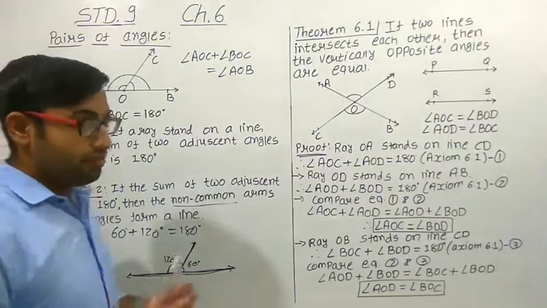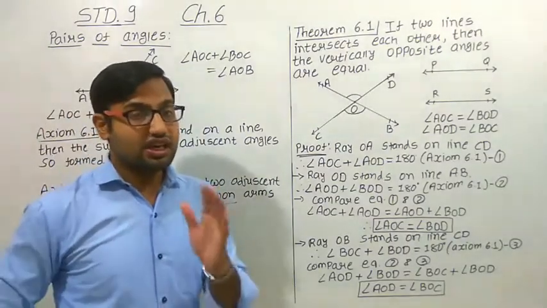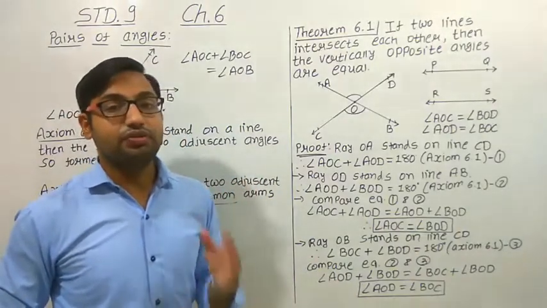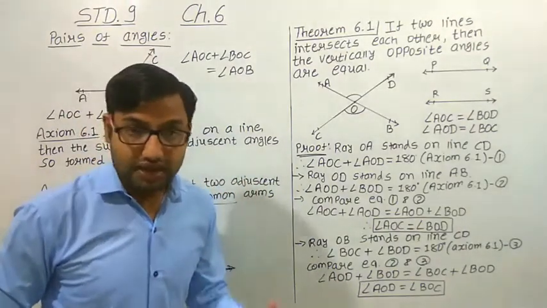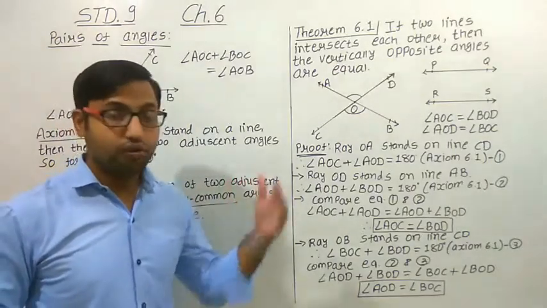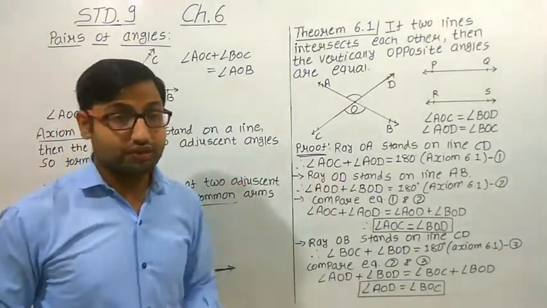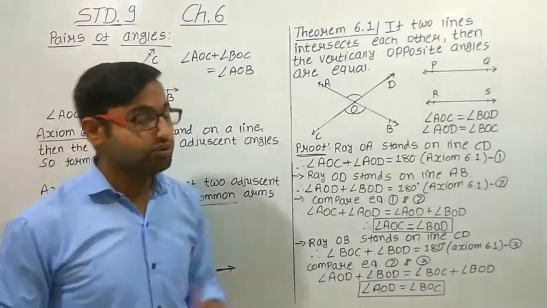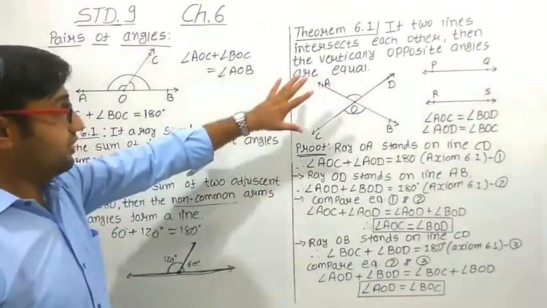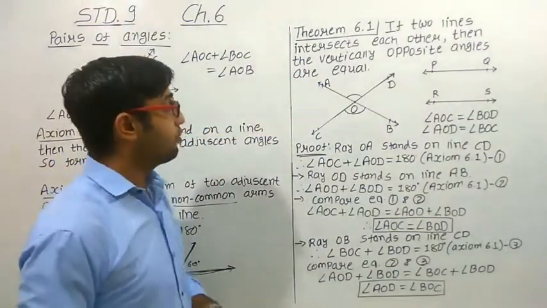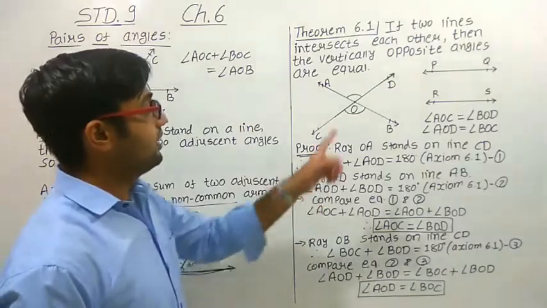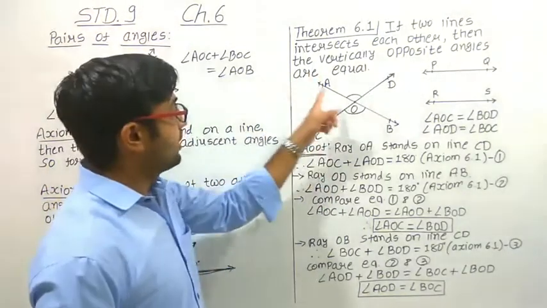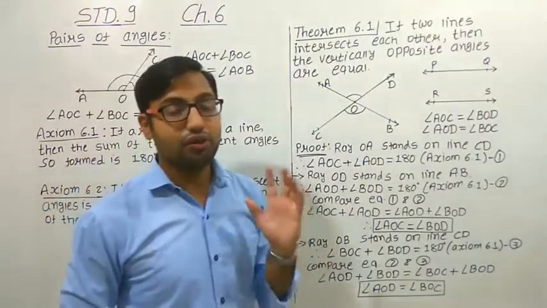Okay. So in chapter 5 we said that there are statements called theorems, and theorems are statements which we need to prove based on the axioms that we have already studied. So one of the theorems, theorem 6.1, we have to study today. Let us first of all study the statement. What is the statement of theorem 6.1? If two lines intersect each other, then the vertically opposite angles are equal.